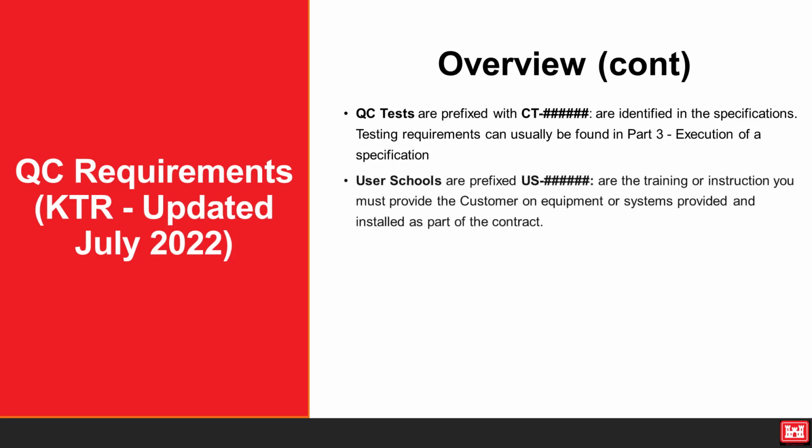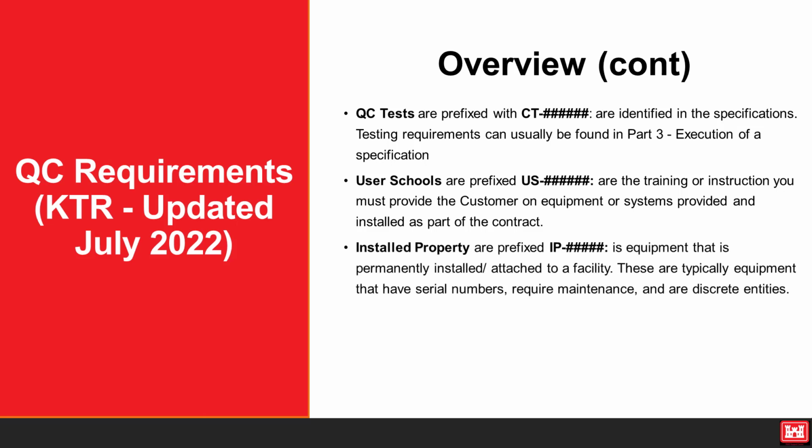User schools are prefixed as US followed by unique sequential numbers. User schools are the training or instructions you must provide to the customer on equipment or systems provided and installed as part of the contract. As each session of the training or instruction is completed, it is reported on the QC daily report. A USACE representative should ensure that it was accomplished appropriately, and if not, have it repeated to comply with the contract documents.